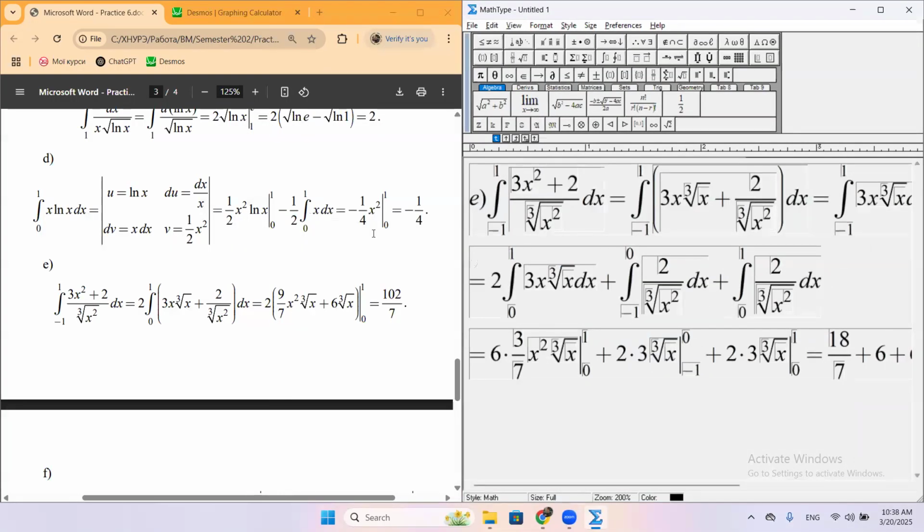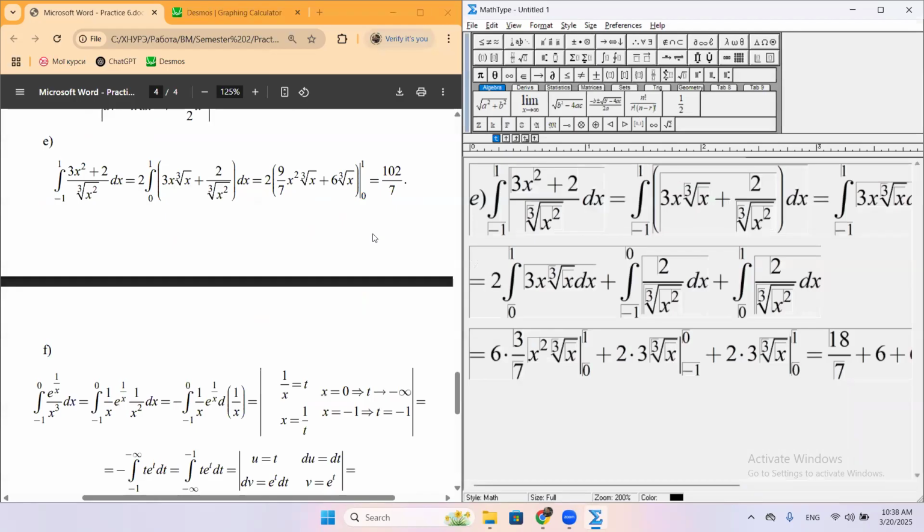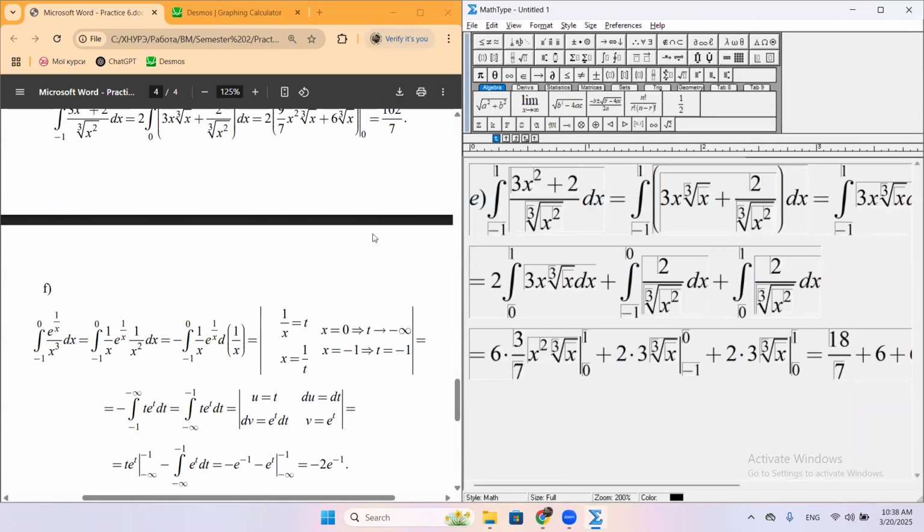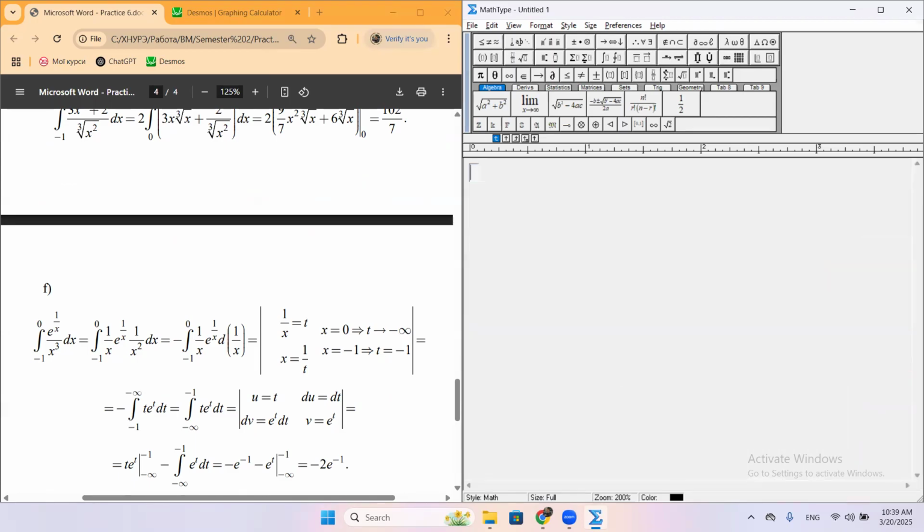Any questions about this exercise? Okay, as no questions, let's move next.